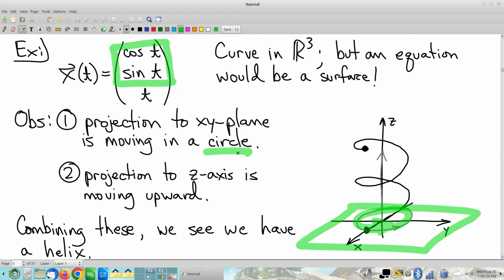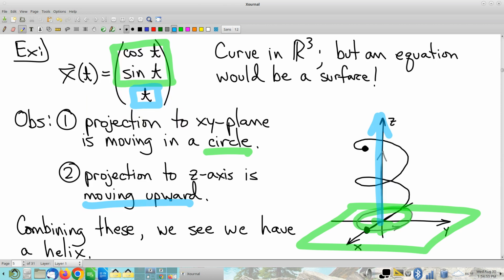Okay. Likewise, let's do the same thing in the z direction. Now, looking only at the z coordinate. Forget x, forget y. Just looking only at the z coordinate, you could say projection to the z-axis. Let's just think height, right? This formula right here just says that height apparently is increasing with t. And so that means that this parametric curve is moving upward.